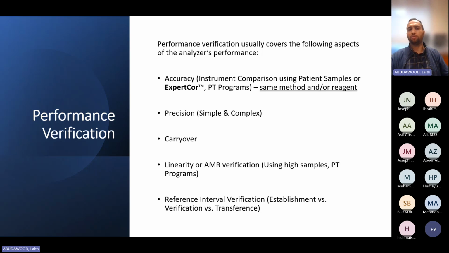If the customer doesn't want to do the verification, they don't have the resources, they are too lazy to do it, or whatever it is, they can go with the transference. It's usually followed by many customers, and it's the easiest. Establishment is very difficult. In some cases it's not possible, like D-dimer, you cannot establish your own ranges. What can I do then? I will do verification. The customer doesn't want to. What's the easiest thing to do? Transference.